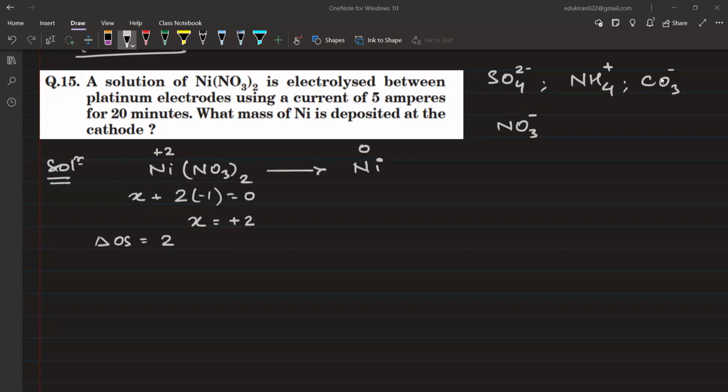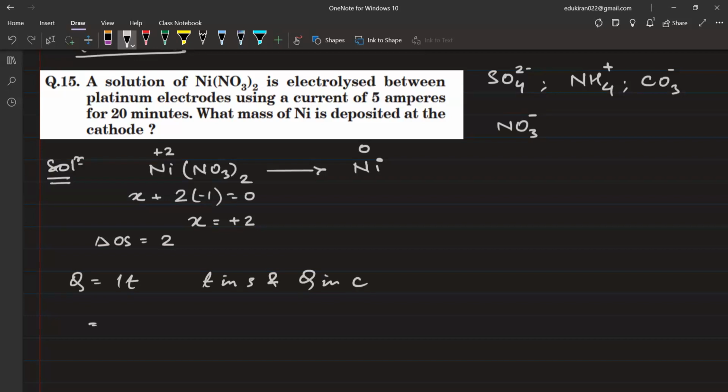Now you have to calculate the charge. You know that Q is equal to I into T, but please remember time should be in seconds. And the Q you get, in what form will you get Q? Tell me, in Faraday or in coulombs? In coulombs. Q in coulombs. Okay, please keep this in mind.